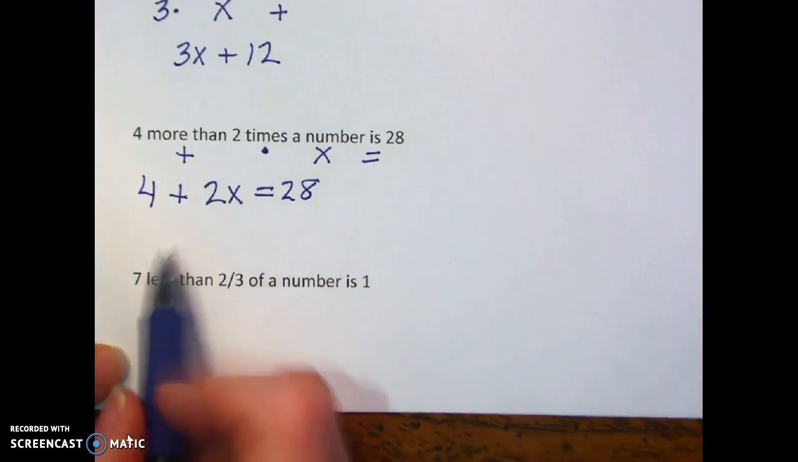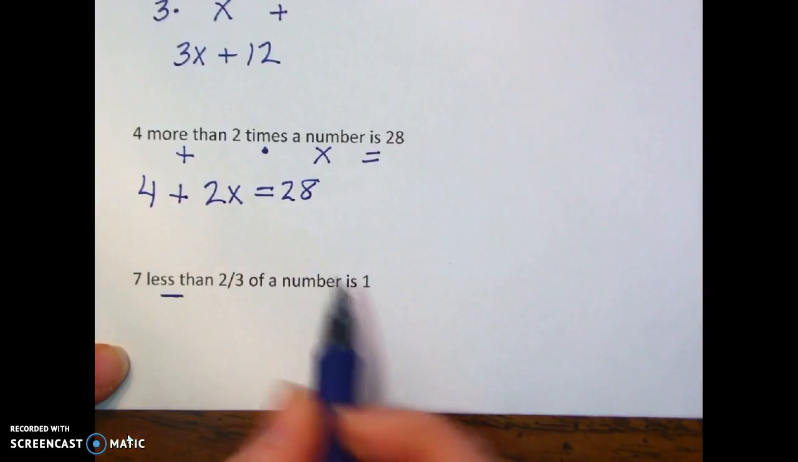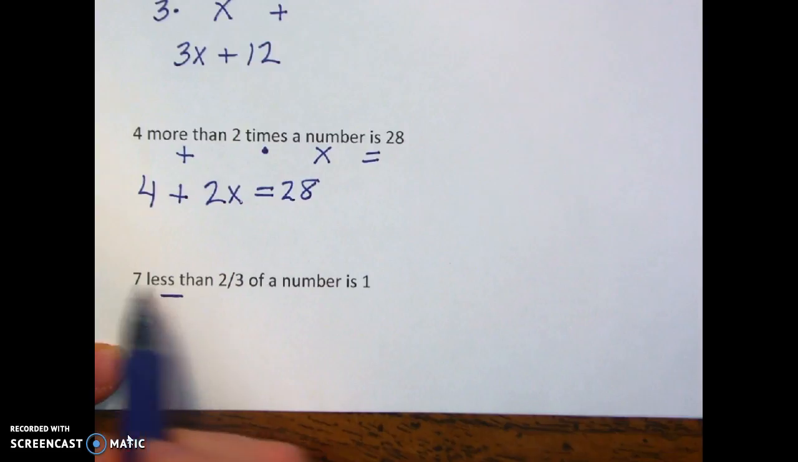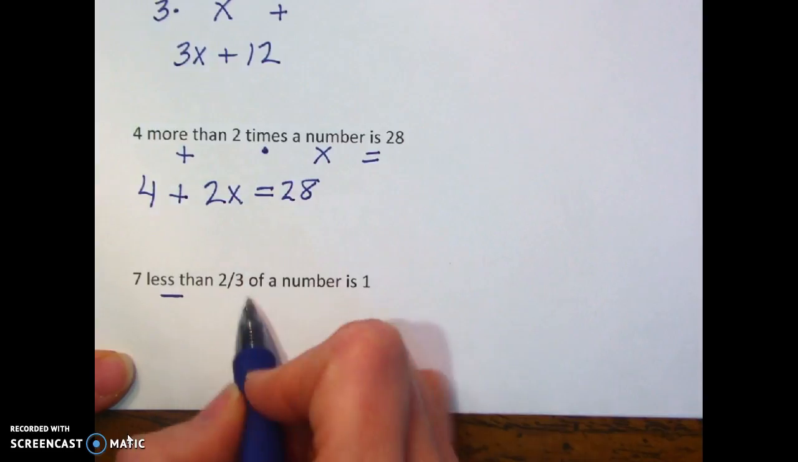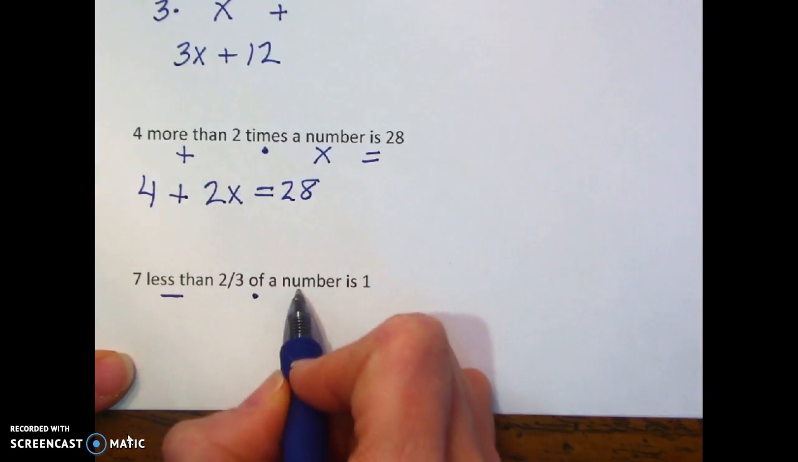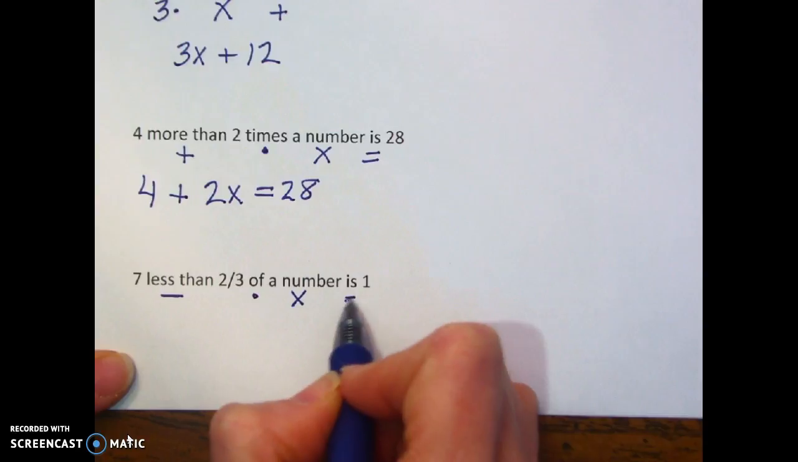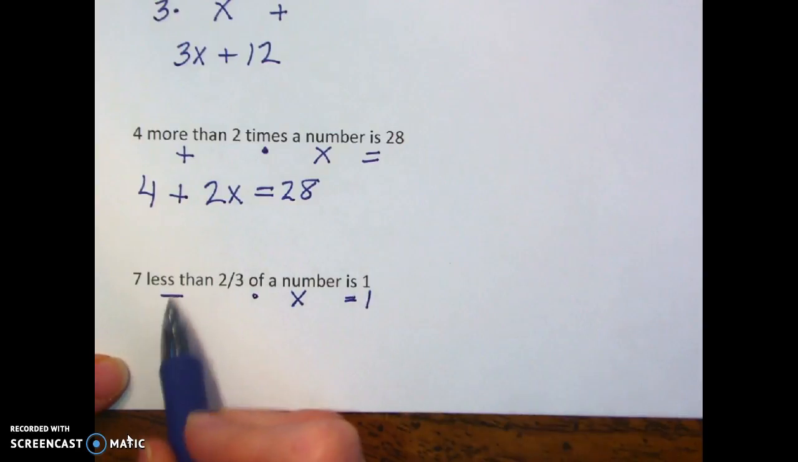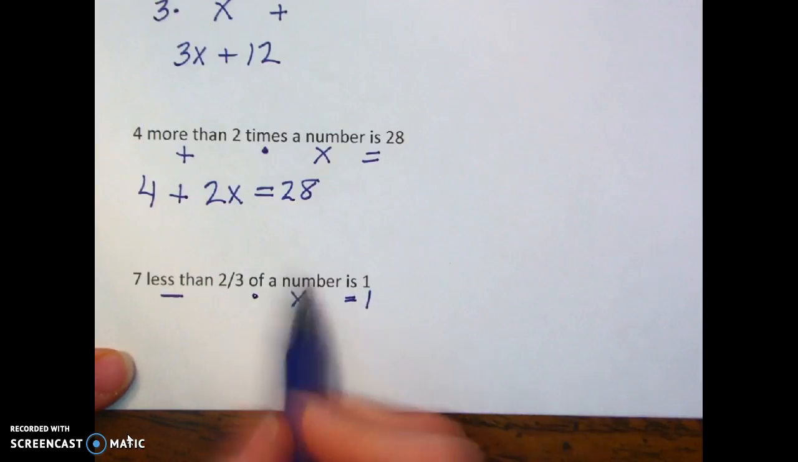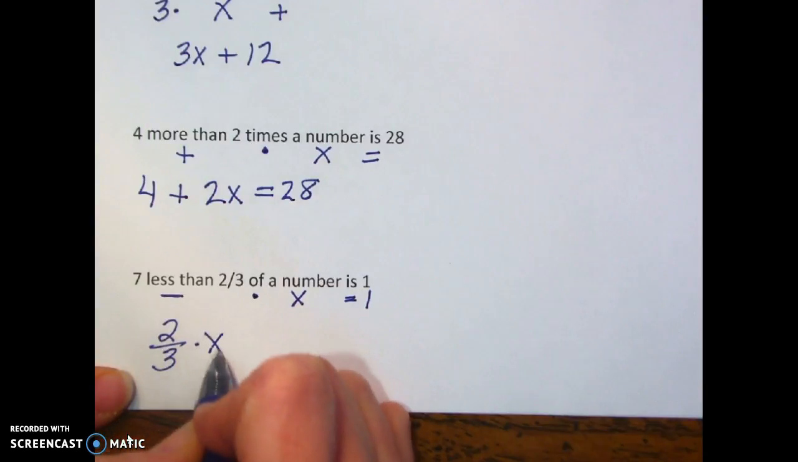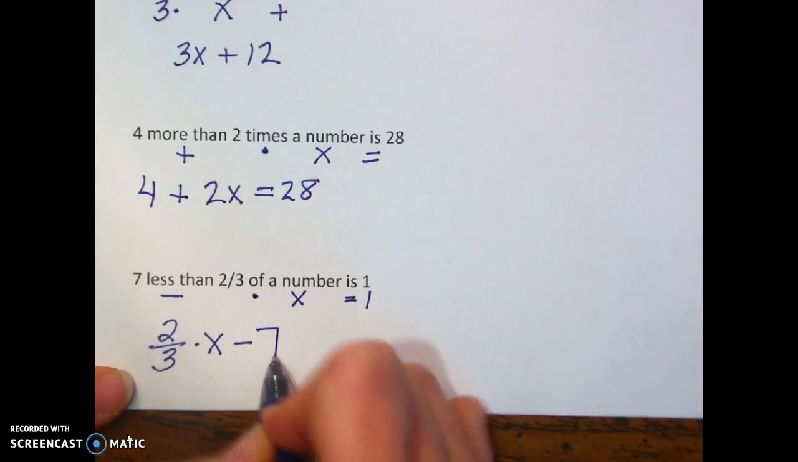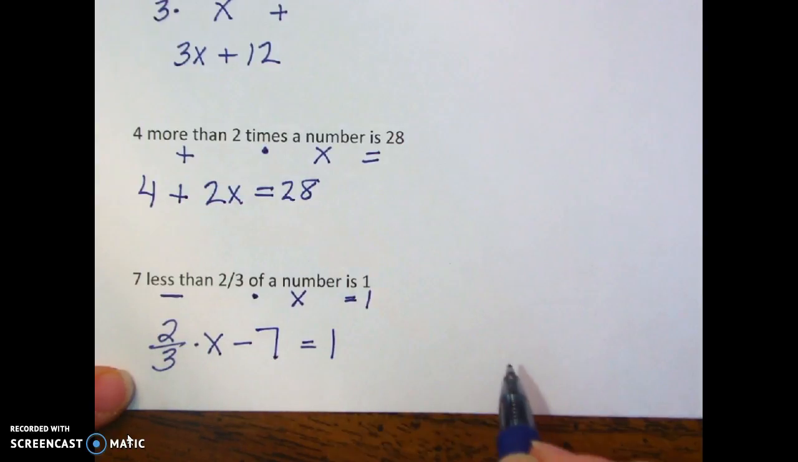Last one, 7 less than 2/3 of a number is 1. Remember, 7 less than is subtraction, but we want to switch the 7 to after the stuff we're subtracting. Of means times, a number is x, and is means equals. So 7 subtract 2/3 times x, but we want this switched around. So we want 2/3 times x and then minus 7 equals our 1.